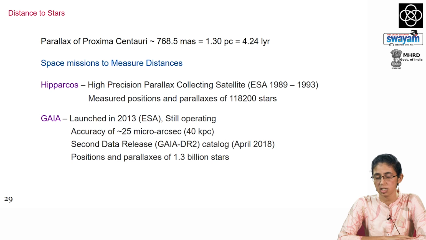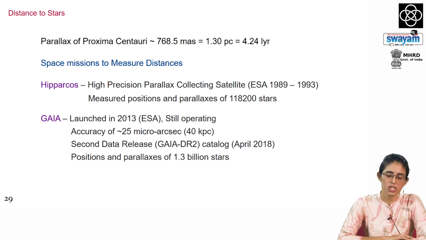There have been a number of space missions to measure parallax and therefore find the distance to a large number of stars, because as mentioned earlier, distance is a very important parameter in estimating the other properties of the star. Hipparcos was one such mission by the European Space Agency, which functioned between 1989 and 1993. It is a high precision parallax collecting satellite. Of course, it is named also in honor of the ancient astronomer Hipparchus. It measured the positions and parallaxes of nearly 118,000 stars.